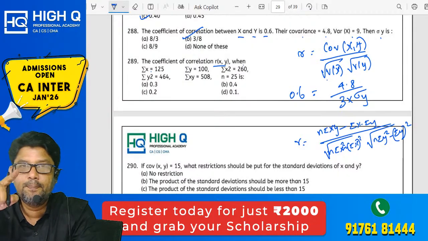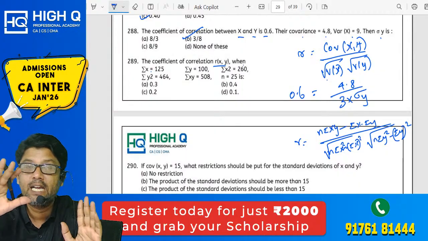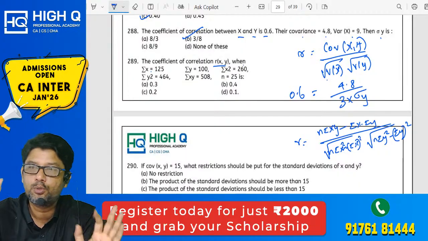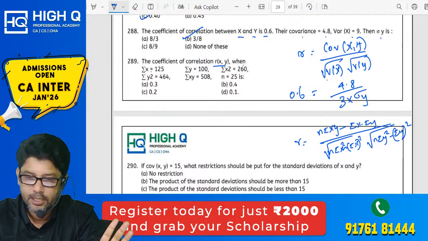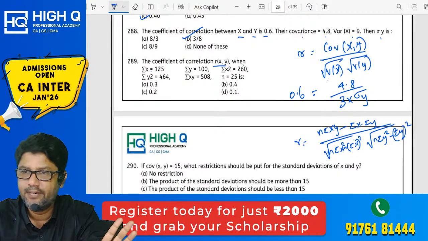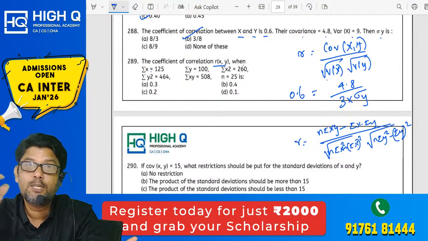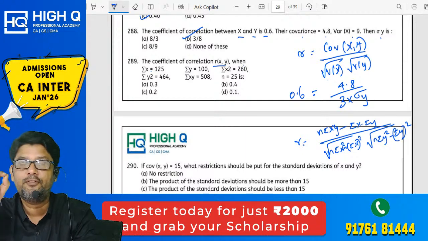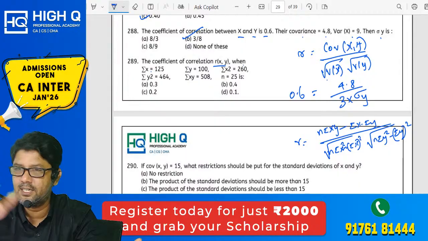And a very important instruction: if you don't remember this formula, never ever try. If you remember this formula, then only you should try. Otherwise, do not touch. Nothing wrong in leaving this question. But if you remember the formula, of course, it is advisable to do this sum. Sir, it is time consuming? It is not time consuming. You have a calculator. Just like that, you can do it.